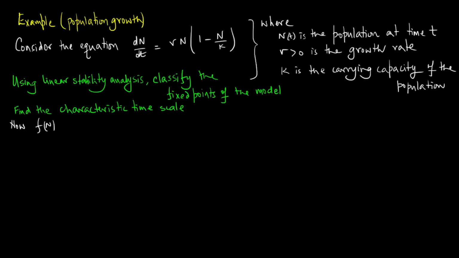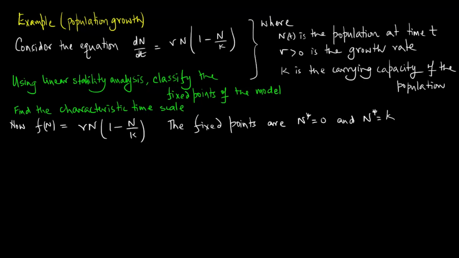Now f of n is equal to rn times 1 minus n by k. So the fixed points are n star is equal to 0 and n star is equal to k. Evaluating f prime of n, we get r minus 2rn divided by k. So f prime of n at n star is equal to 0 is r.